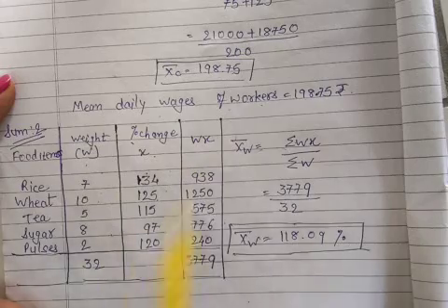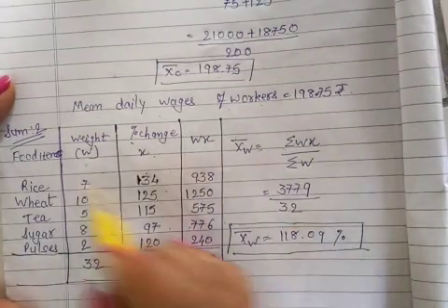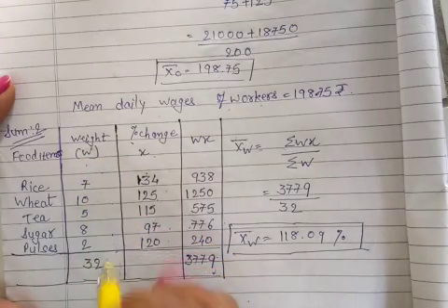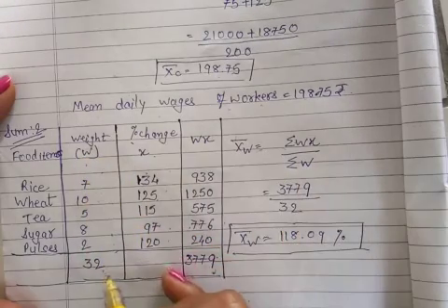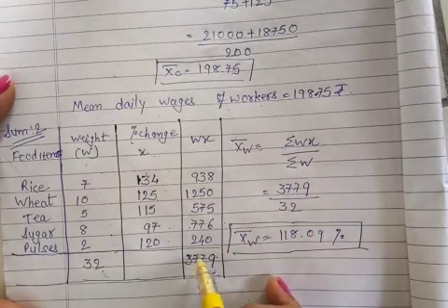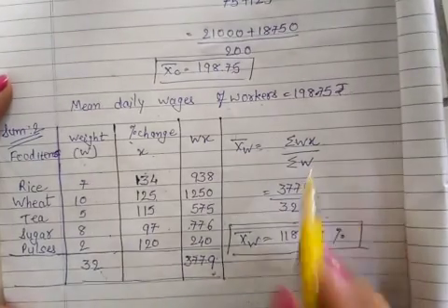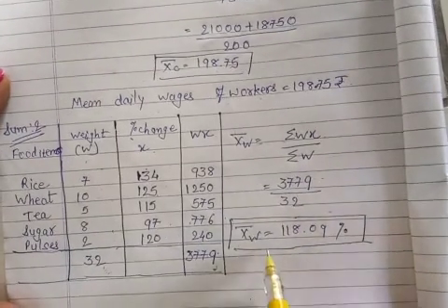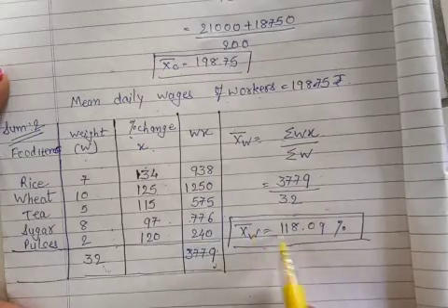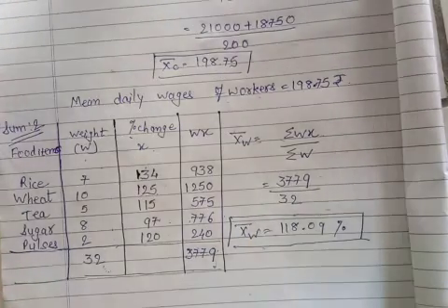Then after we make the total of this wx, we require the total of this w, right? Because we have to put this into the formula. So sigma wx is equal to 3779. We have written sigma w, that is 32. Divide this, so we get our weighted mean x bar w is equal to 118.09. So this is our answer.